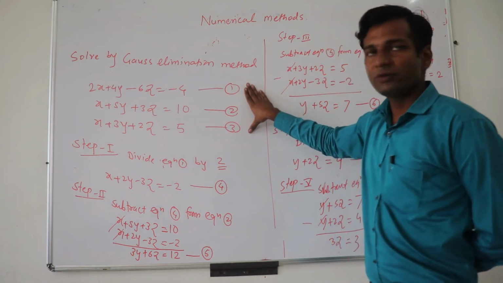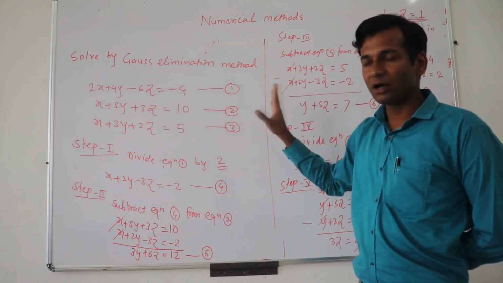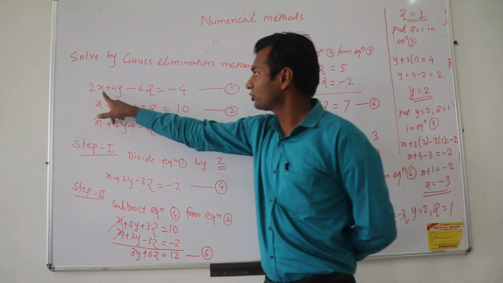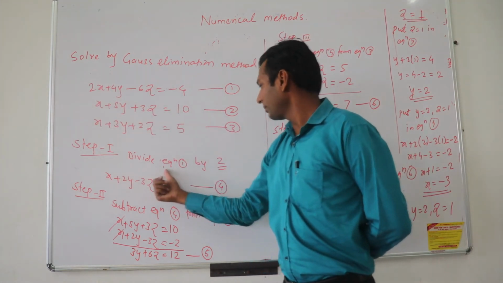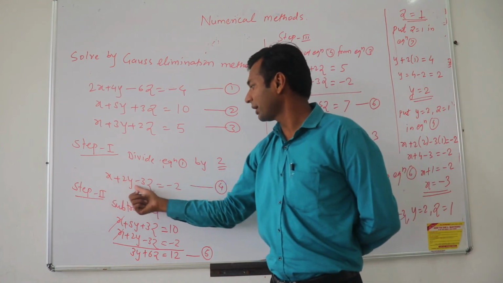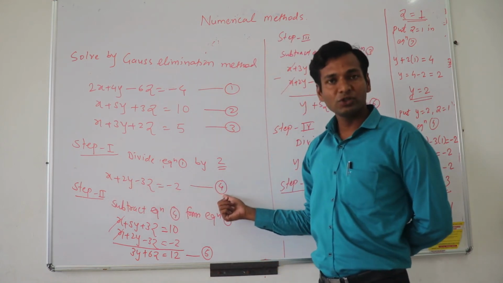So three equations are given here in terms of x, y, z that are unknowns. Then our first step is that we have to make the coefficient of x equal to 1. So we divide by 2 here. Then the equation is x plus 2y minus 3z is equal to minus 2. By dividing by 2, give it as equation number 4.